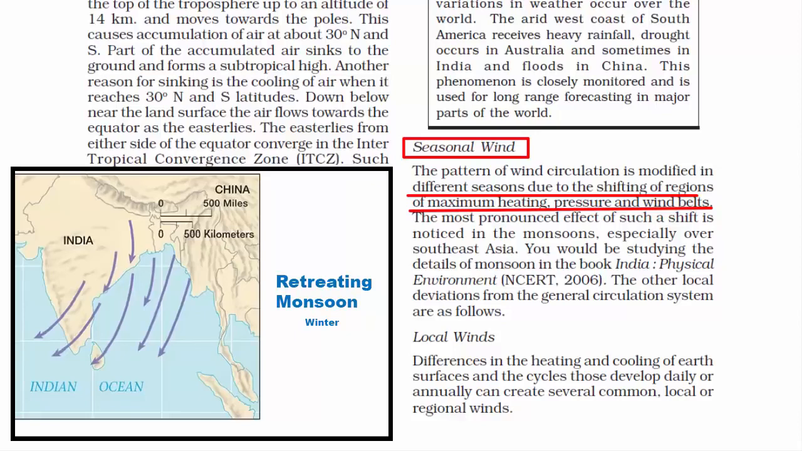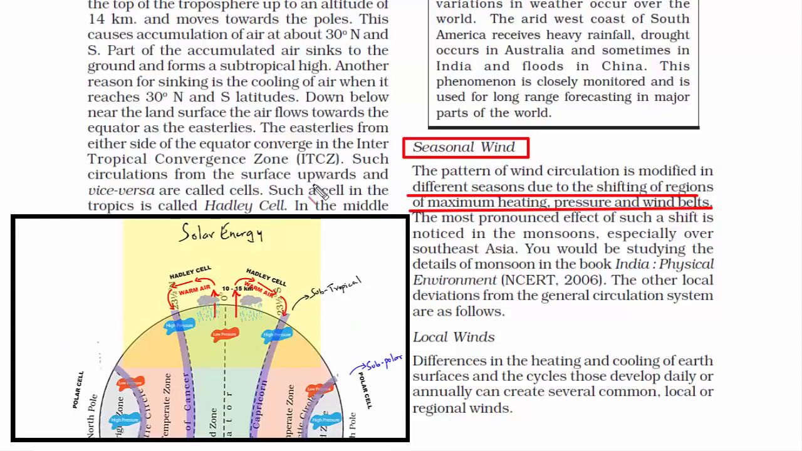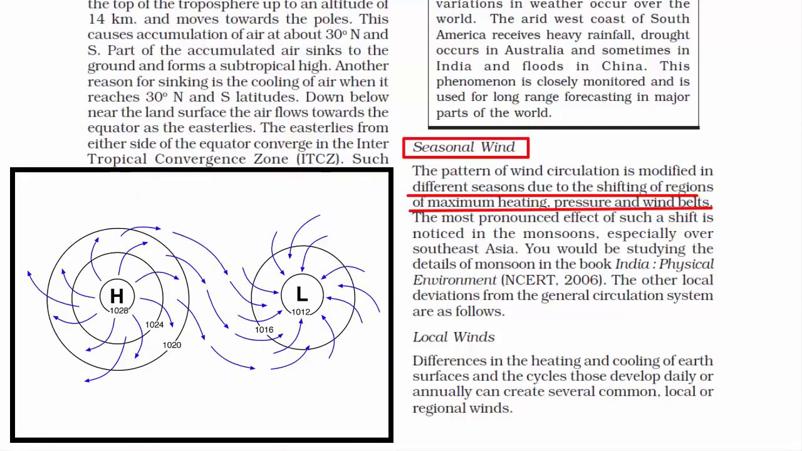I believe you can easily figure out the reason behind their origination. You see, we witness different seasons due to the revolution of Earth around the Sun. Sun rays also oscillate between the northern and southern hemisphere. When it is winter in the northern hemisphere, the southern hemisphere witnesses summer. So you see, there's a shifting of the region of maximum heating. Some places receive more heat compared to others, and that leads to the formation of low pressure and high pressure systems. And we clearly know that winds move because of the formation of high and low pressure belts. This is how seasonal winds originate.